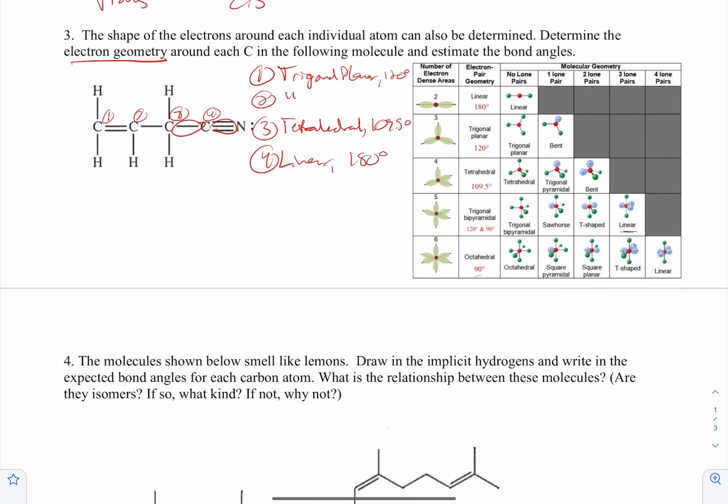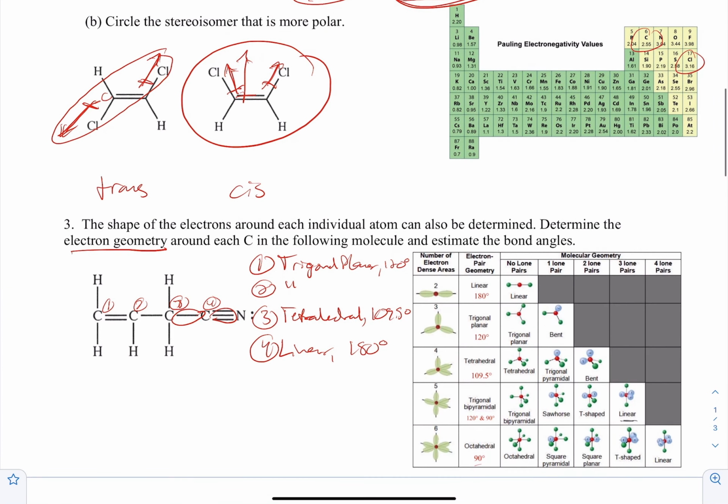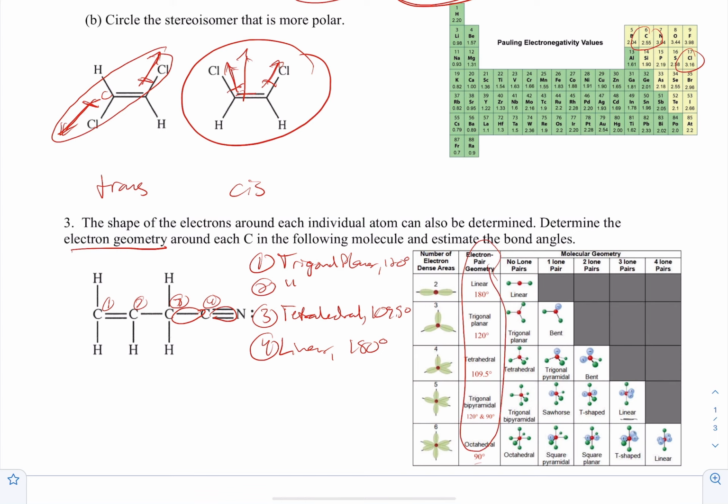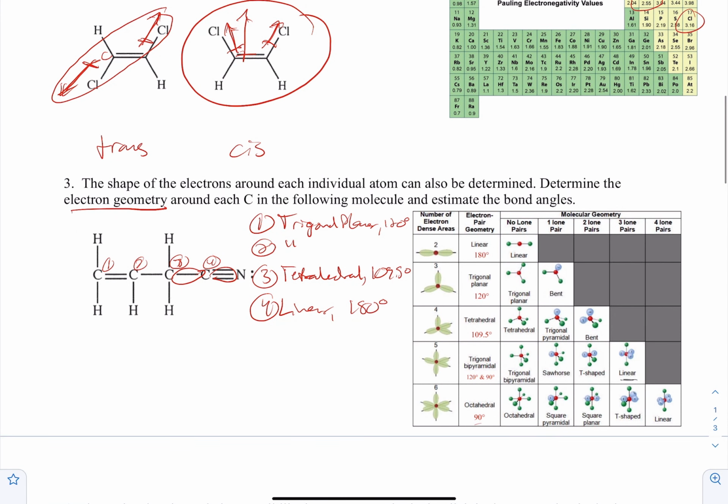So really, with these shapes, honestly, just remember the bases. Remember linear, trigonal planar, tetrahedral, trigonal bipyramidal, and octahedral. I would even get a model set if you could, and look at these in 3D to get an idea what these look like. Once you figure those out, just focus on this group first. Once you've got those down, it's a lot easier to understand when you have lone pairs.